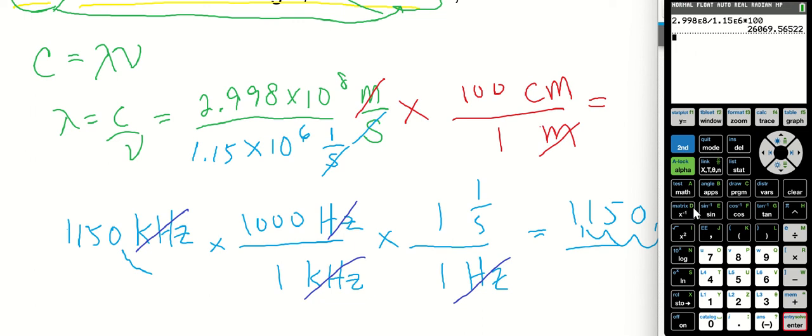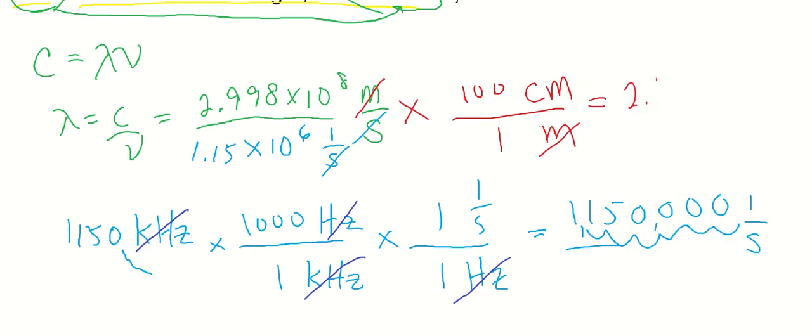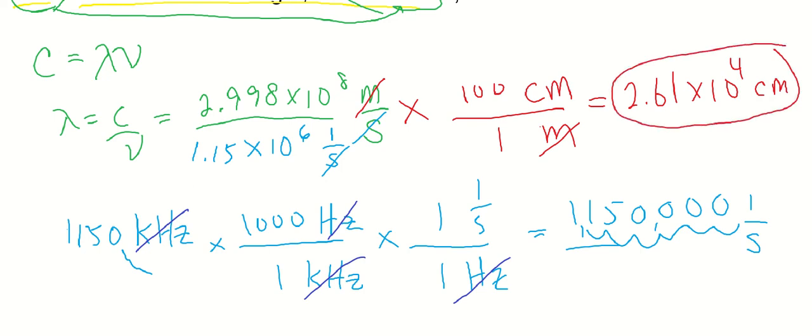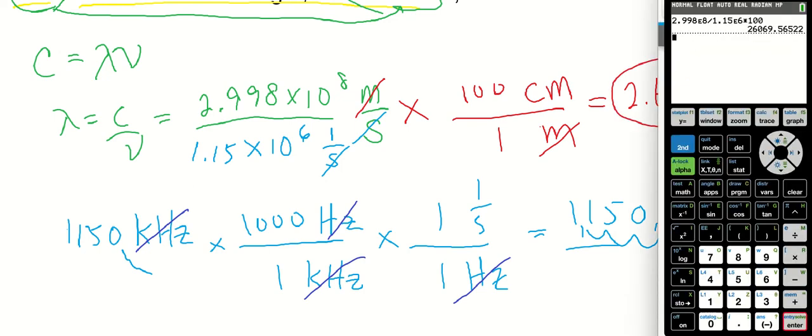So the 2, the 6, and we'll round that 0 to the 1 to a 1. 2.61 times 10 to the, how many times we move that decimal? 1, 2, 3, 4 times. So our final answer is 2.61 times 10 to the 4 centimeters. Check our answer one more time. 2.61 times 10 to the 4.